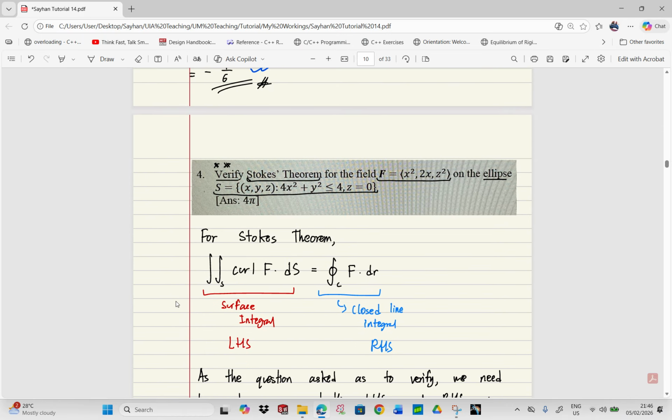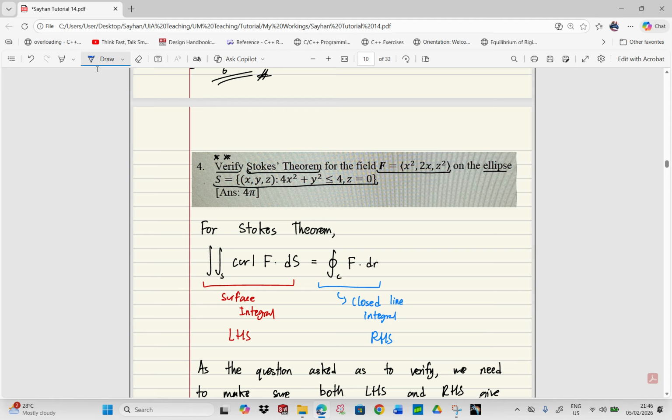Alright, for now we're going to question 4. They ask us to verify. If the question asks about verifying Stokes' Theorem, what does it mean? It means they want us to check that once we write out Stokes' Theorem, both the left hand side and the right hand side will give the same answer. So you need to actually calculate the left hand side and the right hand side. Our force field F is already given to us. They've also given us the ellipse equation: 4x squared plus y squared is less than or equal to 4, z equals 0. We need to verify Stokes' Theorem with this.